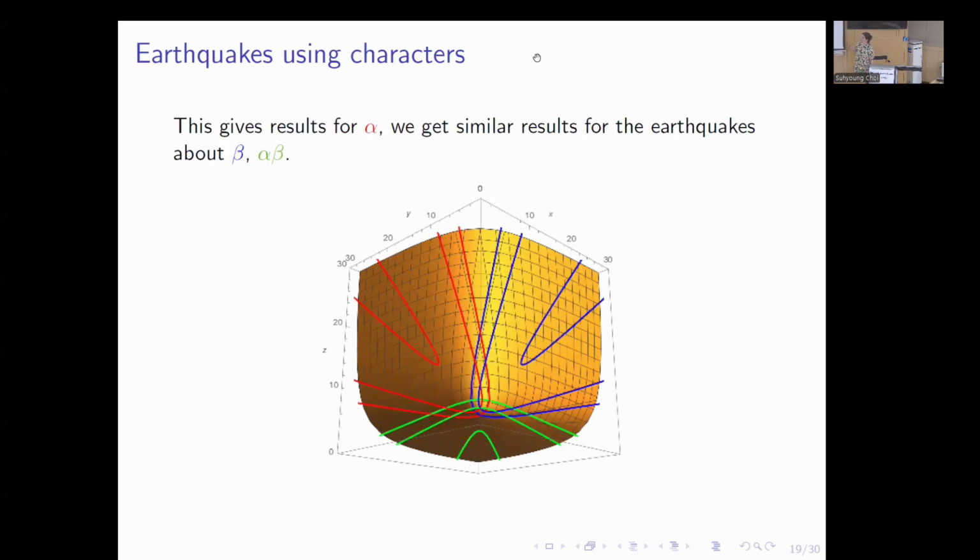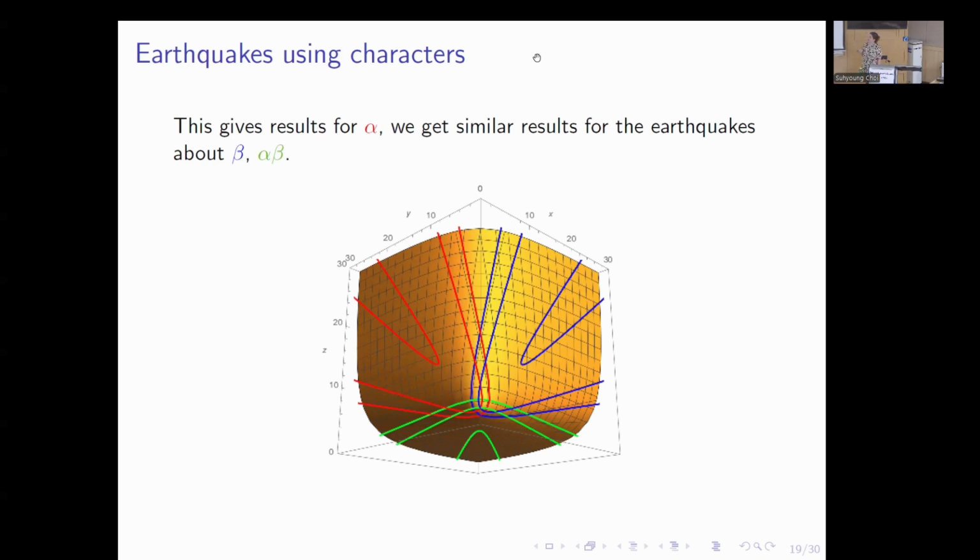And so again, this gives results about alpha, and we get similar symmetric results for the earthquakes about beta and alpha beta. So here's the picture of Teichmüller space in these trace coordinates with one of these components of the character variety. And we get similar orbits for the earthquakes forwards and backwards starting at different points. The ones in red are the earthquakes about alpha. You get the earthquakes about beta in blue and alpha beta in green. So you can see the similarities with the previous picture that I showed you.